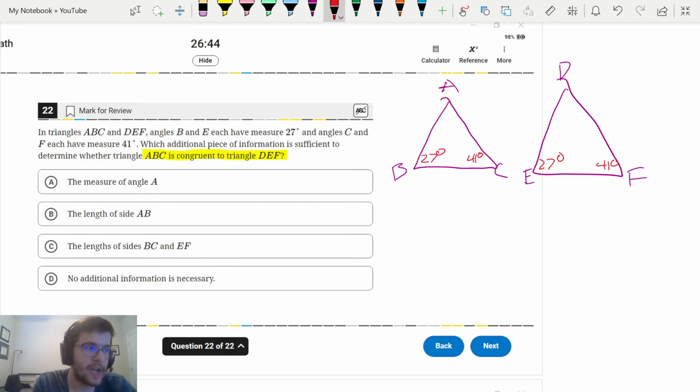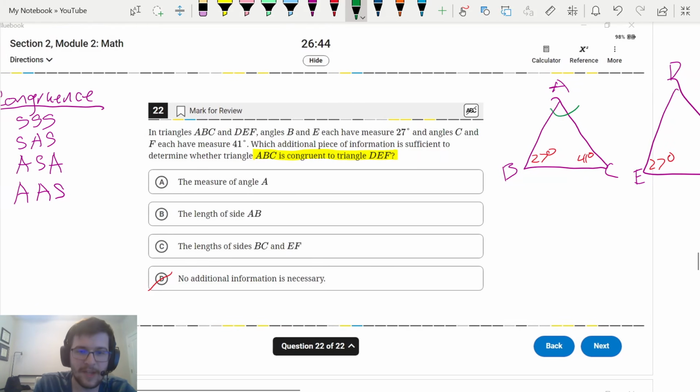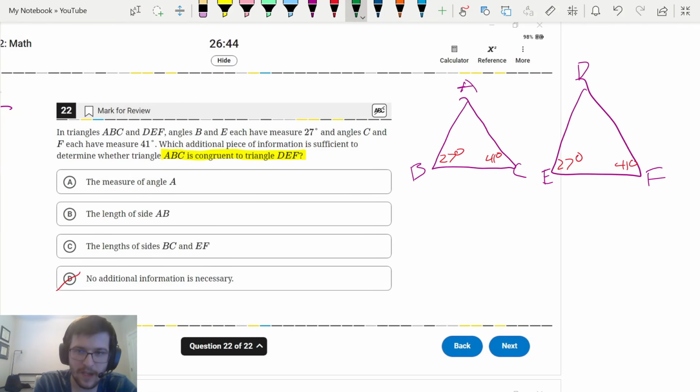Now you just have to guess and check all these. So no additional information is necessary. That's just wrong. Unless it's a right triangle, you need at least 3 pieces of information, and we don't have 3 pieces of information. We need 3 pairs of information. So that's wrong. The measure of angle A. Okay, so if I told you the measure of angle A, you still wouldn't have any of these postulates, right? See how all of them have S's in them? You need at least one side. You need at least one pair of sides. So yeah, that wouldn't really help.